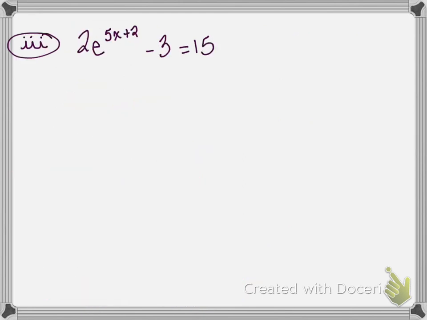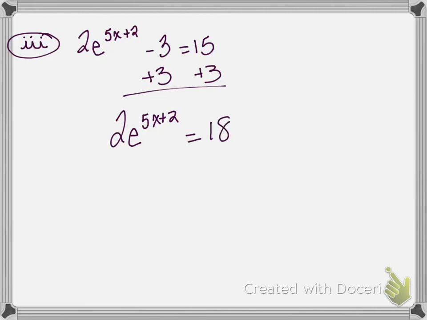Okay, so here I've got 2 times e to the 5x plus 2, minus 3 equals 15. So what we are going to do here is we're going to try to isolate the e as much as we can. So I'm going to add a 3 to both sides. Okay, so I have 2e to the 5x plus 2 equals 18. I'm going to go ahead and get rid of the 2. So I have e to the 5x plus 2 equals 9.